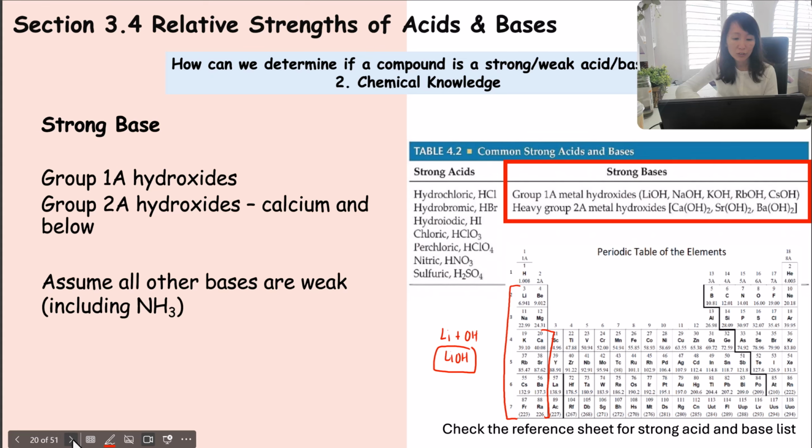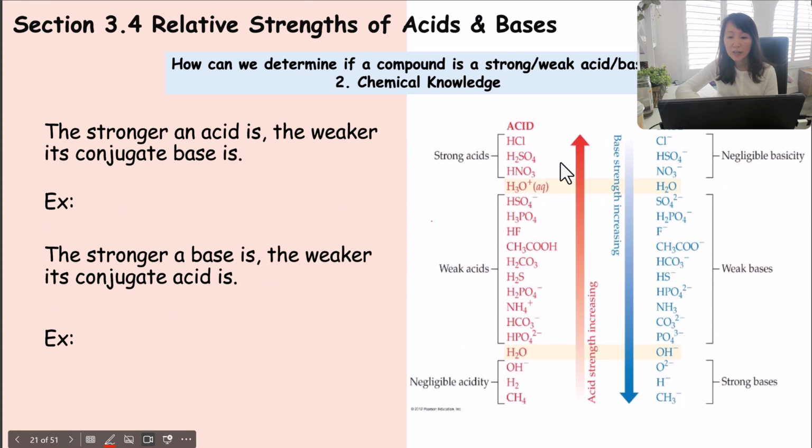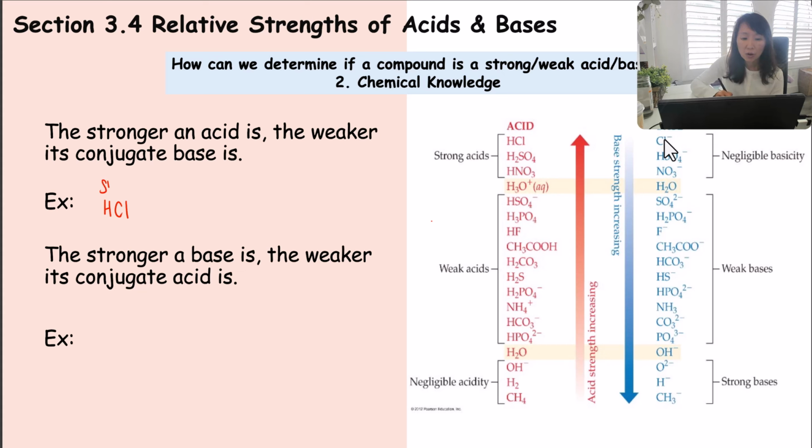Here's another piece of chemical knowledge that you should know. If you look at this chart, HCl, we know based on the previous slide that it is a strong acid, but look at its counterpart, meaning this is your acid, and this is its conjugate base. If the acid itself is really strong, its conjugate base is going to be weak. For example, the stronger the acid, like HCl, this is a very strong acid, that means that its counterpart will be a weak base.